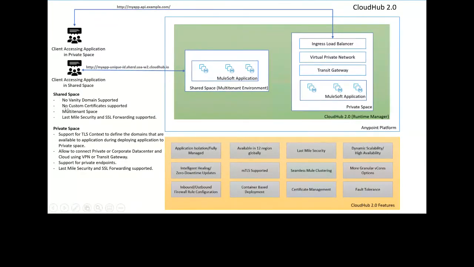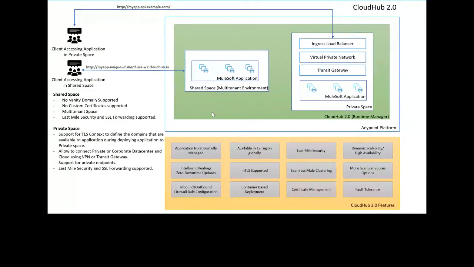The shared load balancer doesn't support any vanity domain. You have to use the MuleSoft provided domain. It doesn't support custom certificates. It is a multi-tenant space. Last mile security and SSL forwarding are supported. We will see these options. With a private space, it supports custom certificates, so you can have your own vanity domain, like api.example.com.